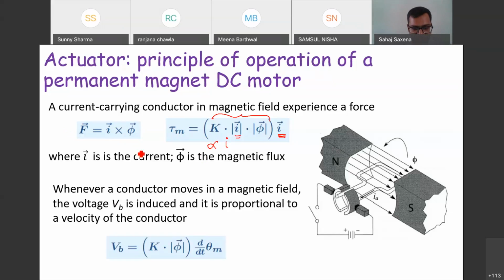So back EMF is directly proportional to the velocity, and velocity, if I have theta, which is my angle, will be the time derivative of my angle. So VB is directly proportional to the angular velocity covered by the conductor. So these are the three dynamics or laws through which my DC motor works.